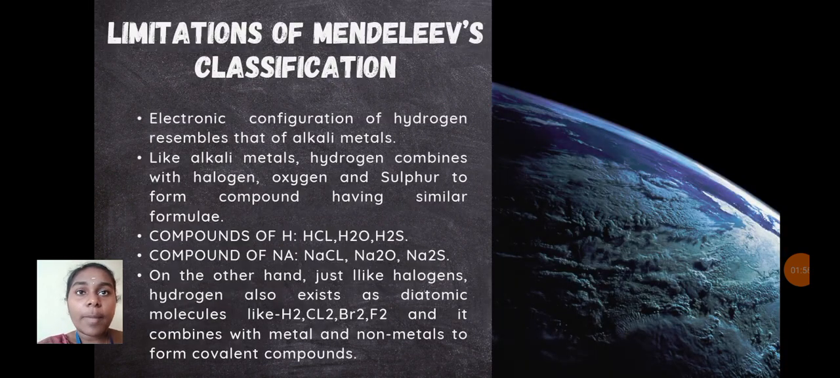Next, limitations of Mendeleev's classification. The electronic configuration of hydrogen resembles that of the alkali metals. Like alkali metals, hydrogen forms compounds with oxygen, sulfur and chlorine having similar formulas. So the compounds of hydrogen are HCl, H2O and H2S. The compounds of sodium are NaCl, Na2O and Na2S.